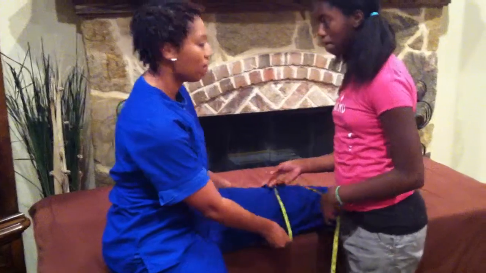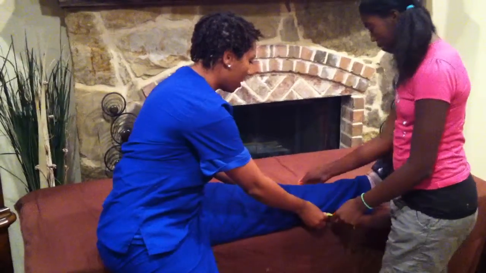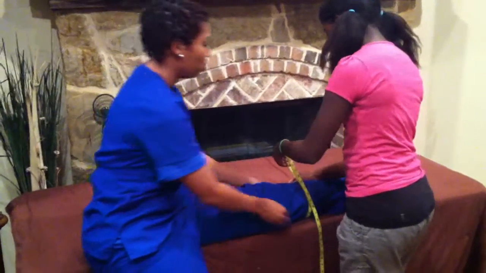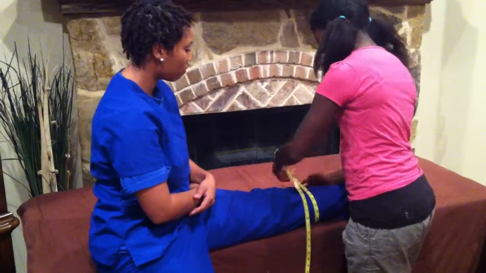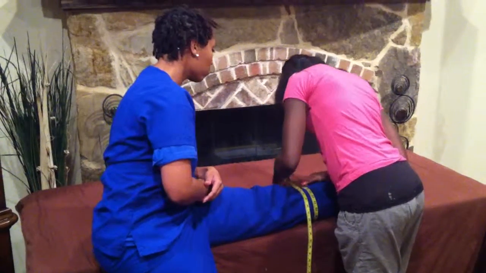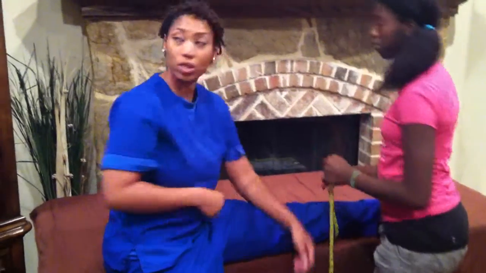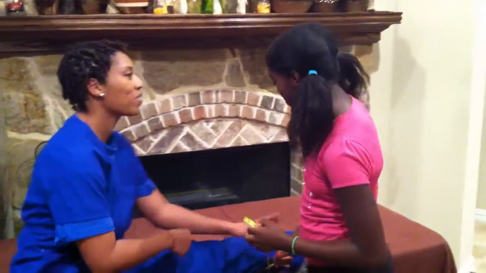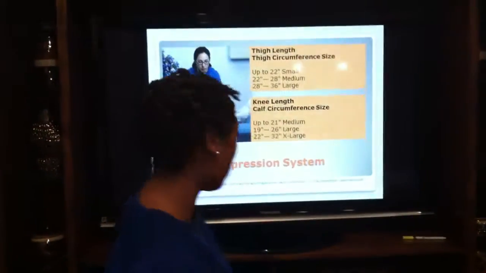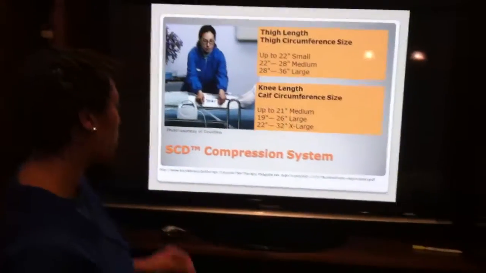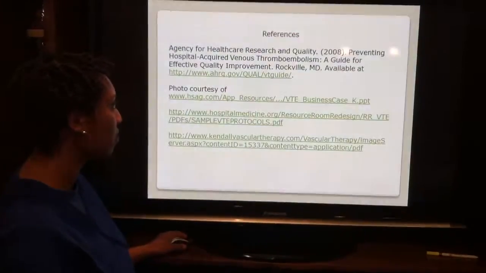And for a knee length, you measure at the calf. That is correct. About 16. And which size would you use for knee length? Medium. A medium. All right, thank you. Now, that is the proper way to measure a patient's leg for proper placement of sequential compression devices.